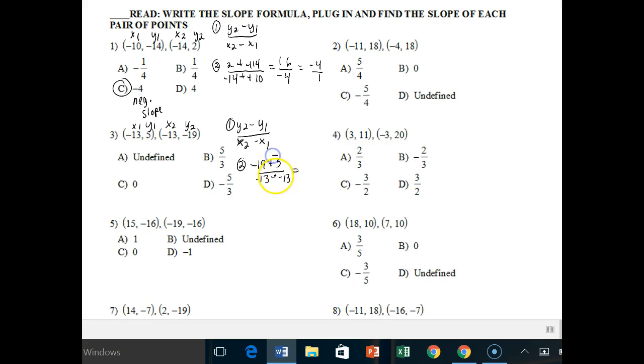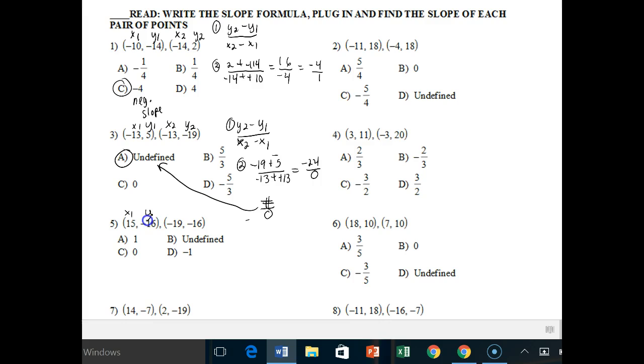So plus negative here, plus positive down here. Negative 19 plus negative 5 is negative 24. Negative 13 plus 13 is 0. I can say when I have a number over 0, I know it is undefined. So A.